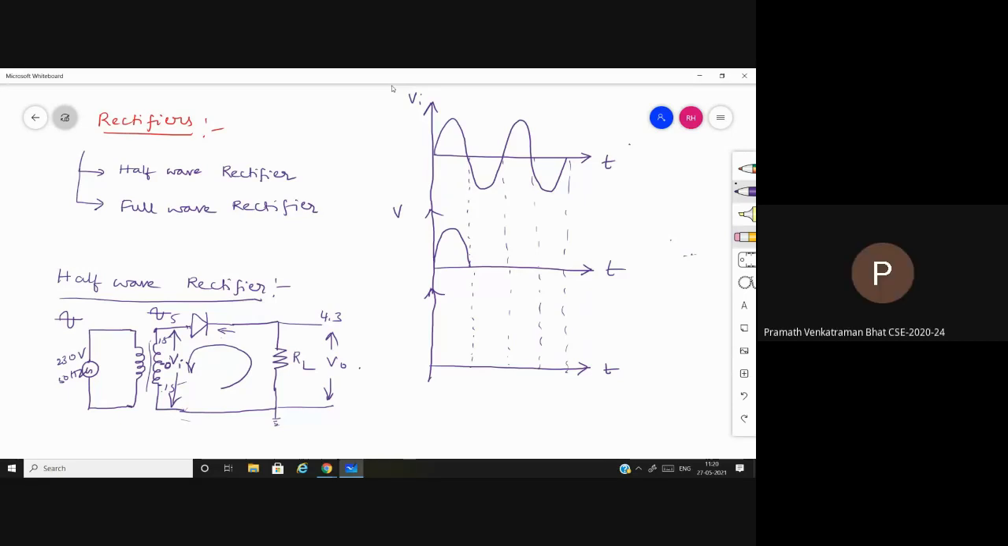Negative. Yeah, tell. Sir, this negative terminal is connected with positive, and the positive P type is connected with negative. So it's reverse bias.